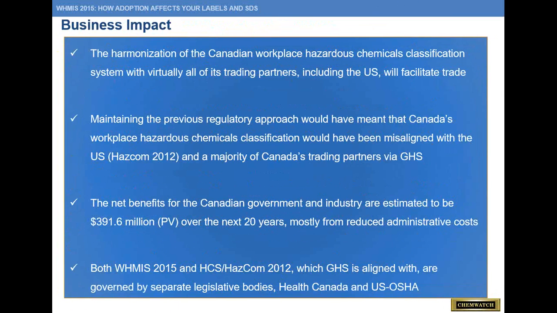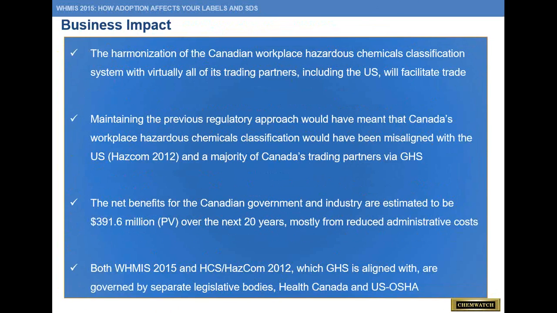Business impact. Well, the harmonization of WHMIS 2015 with GHS is, quite frankly, the harmonization of the Canadian workplace hazardous chemical classification system with virtually all of its trading partners. That certainly includes the U.S., and this will facilitate trade. Maintaining the previous regulatory approach would mean that Canada's workplace hazardous chemical classification would be misaligned with all the partners.